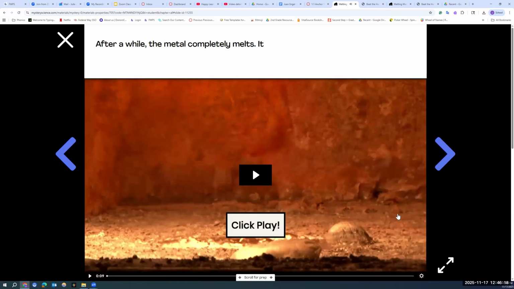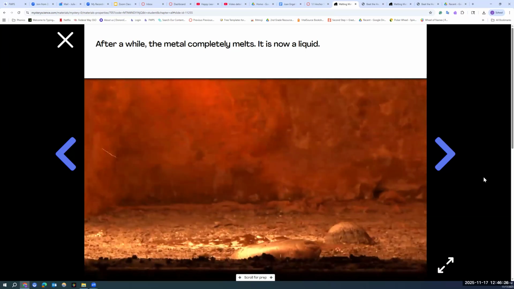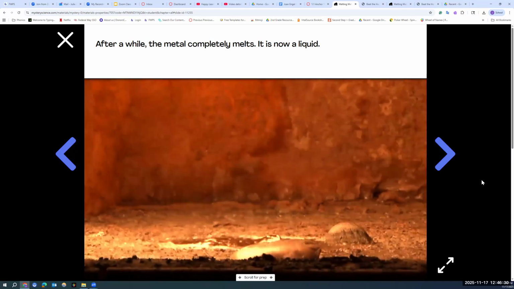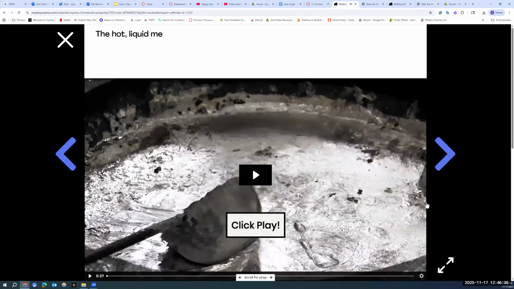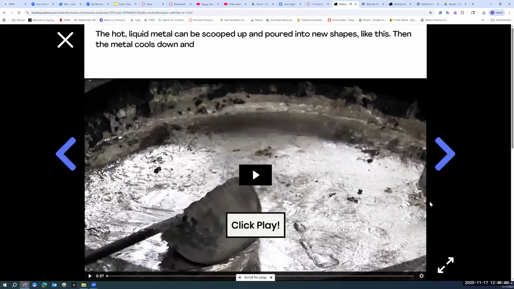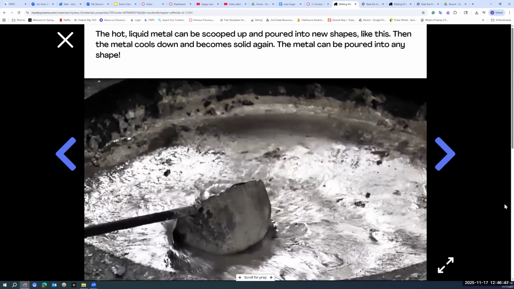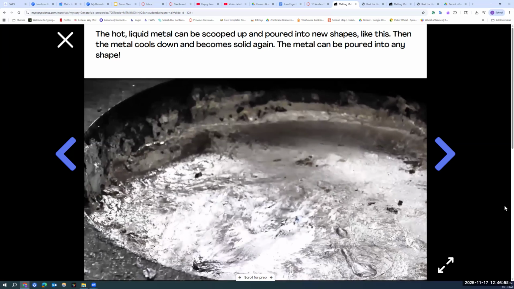After a while, the metal completely melts. It is now liquid. Watch what it does. It boils just like water. But it's really metal. The hot liquid metal can be scooped up and poured into new shapes like this. Then the metal cools down and it becomes a solid again. The metal can be poured into any shape.